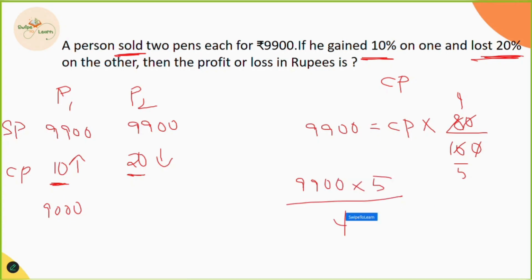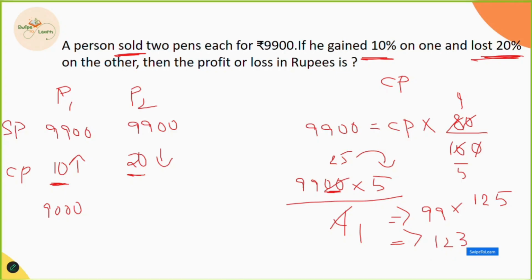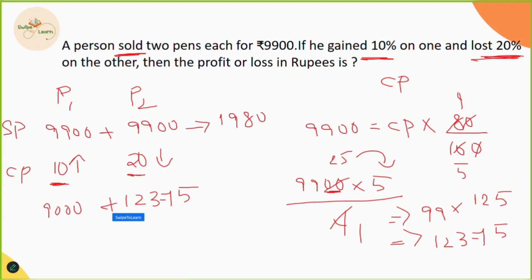When I divide 100 by 4, what do I get? 4 ones are 4, and 4 twenty-fives are 100. So that means 99 into 25 into 5, which is 125. 99 into 125 becomes 12,375. So this is the CP of the second pen. The total SP is 9,900 plus 9,900, which is 19,800. And the total CP is 9,000 plus 12,375, which becomes 21,375.